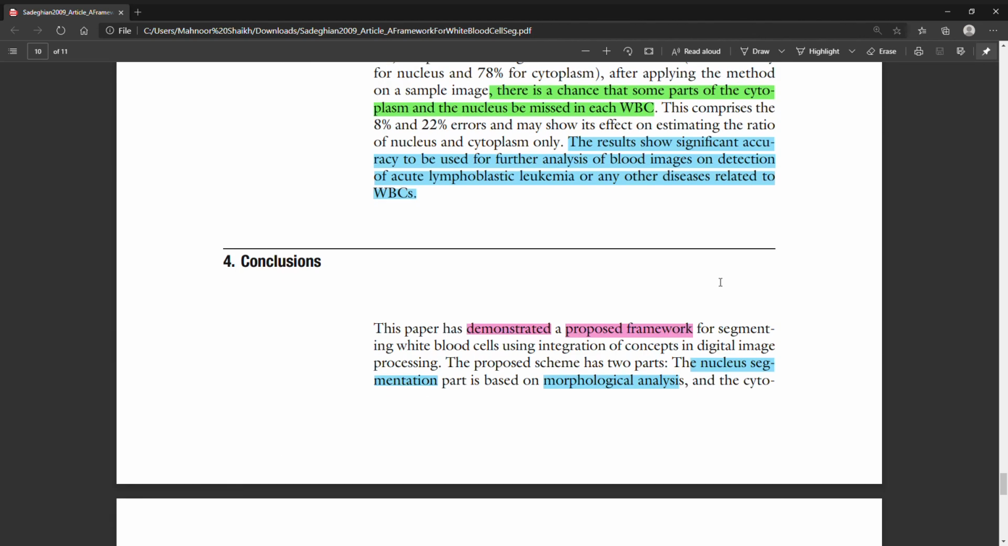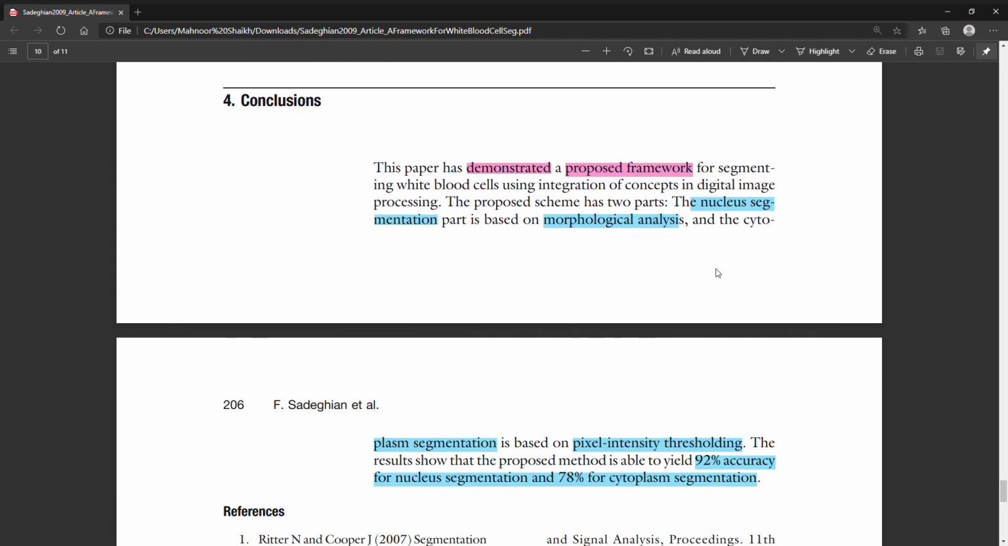The conclusions are in this paper. They have demonstrated a proposed framework for segmentation of white blood cells into their constituent parts, which are the nucleus and cytoplasm. For nucleus segmentation, they got 92% accuracy, which is based on morphological analysis, and for cytoplasm extraction or segmentation, they got 78% accuracy, which is based on pixel intensity thresholding. That's all.